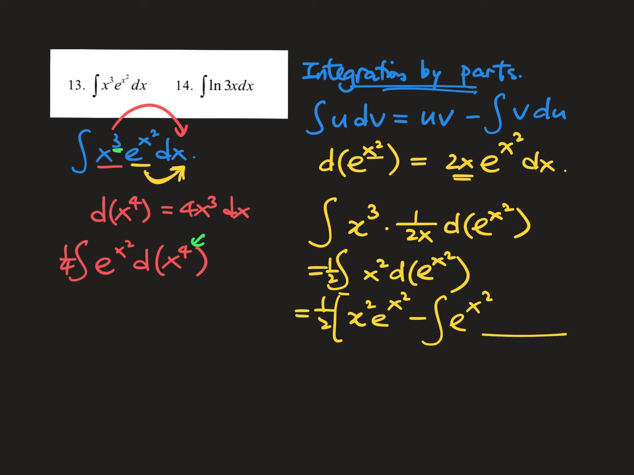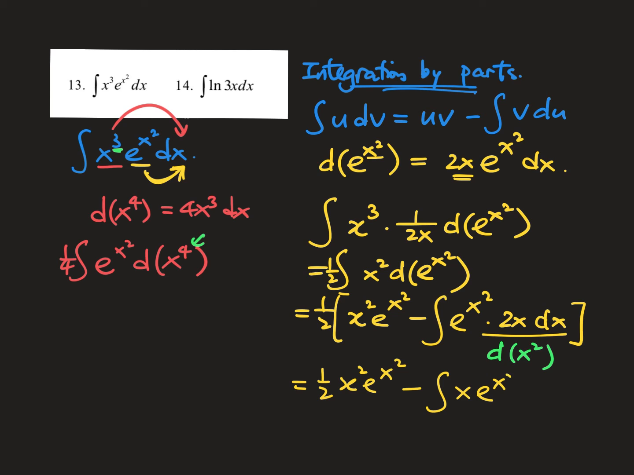If you are okay to skip a step, then you should know this is coming from differentiating x squared, which gives you multiplying 2x and then dx. As a result, your expression becomes simpler because you have 1 over 2 x squared e to the power x squared, which is partially integrated, while the other expression will become minus integration of x e to the power x squared dx. It is a successful integration by parts because at first you have x cubed, but now you have only an x. That means you're going to succeed in the integration by parts.